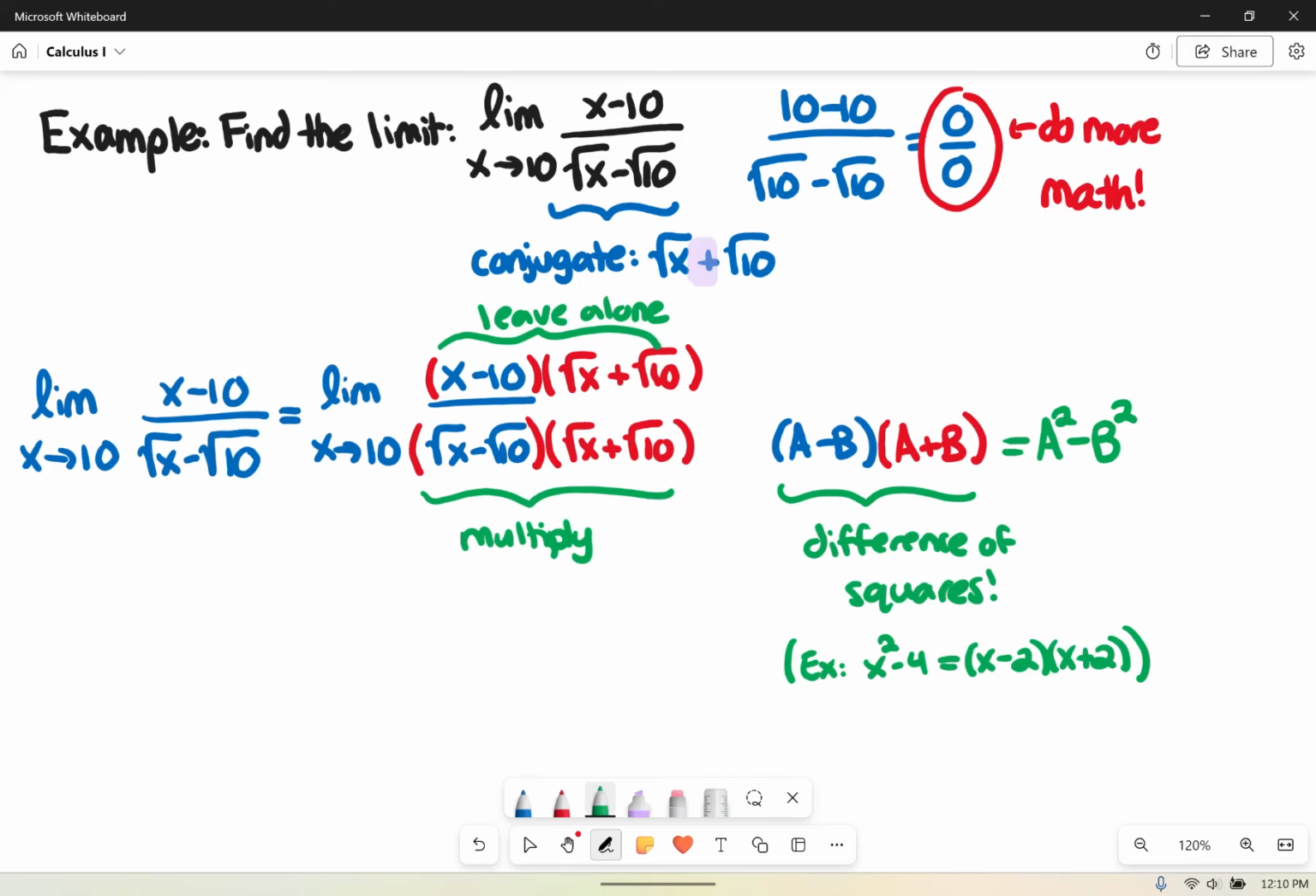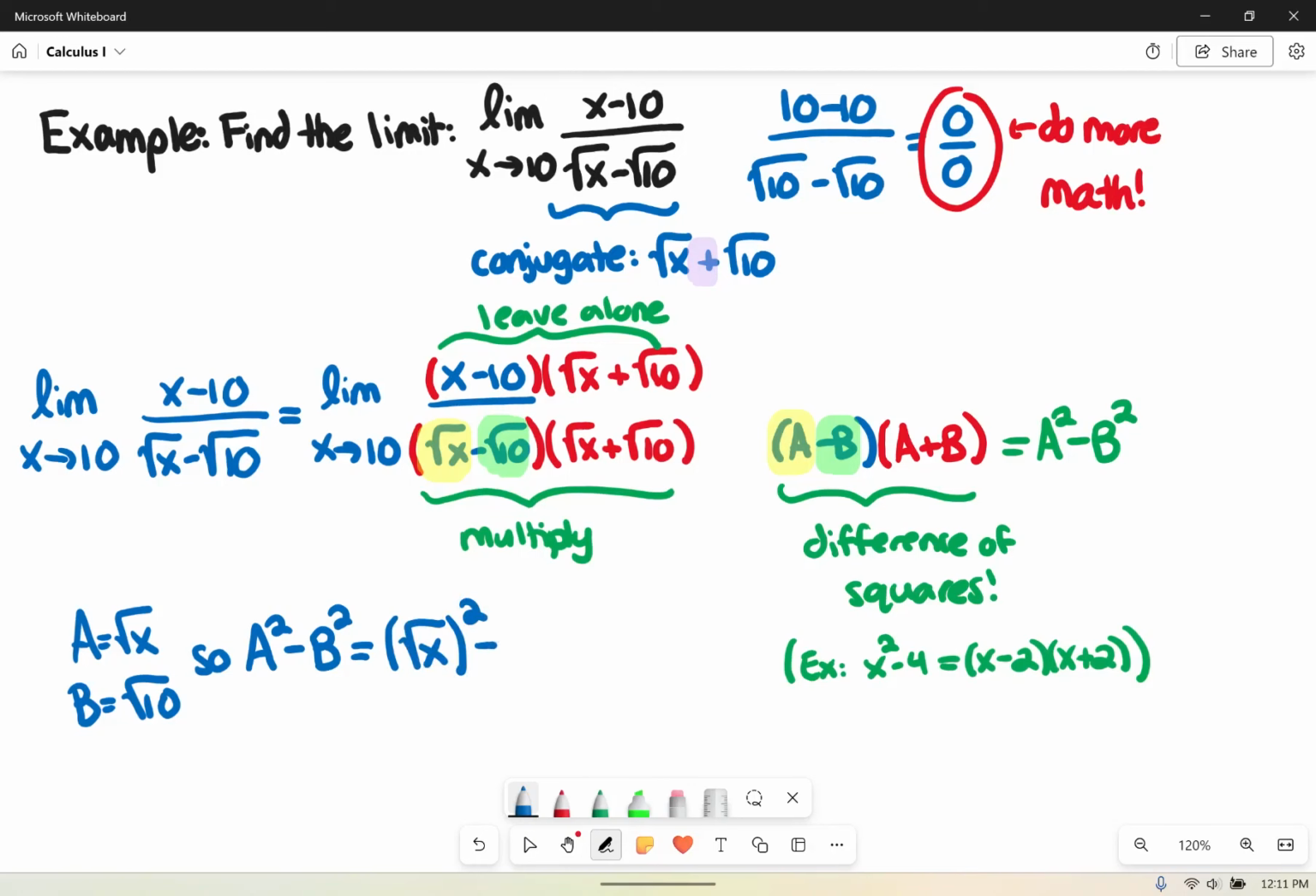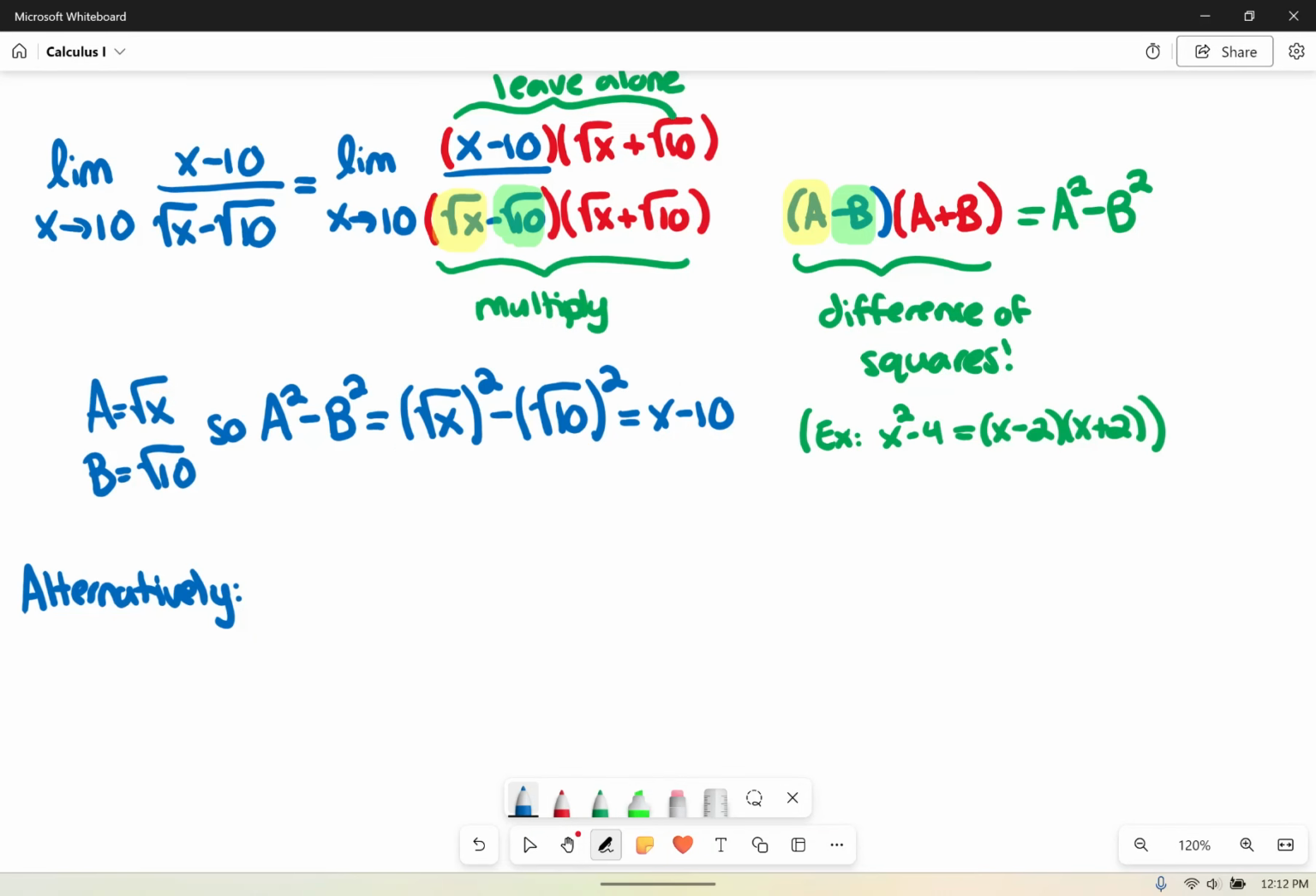We are starting out with a minus b times a plus b. So rather than go through all the steps of multiplying it out using FOIL or some other process, we can just jump to a squared minus b squared, where a equals the square root of x and b equals the square root of 10. So a squared minus b squared equals the square root of x squared minus the square root of 10 squared, which equals x minus 10, since the square roots and powers of 2 cancel each other out.